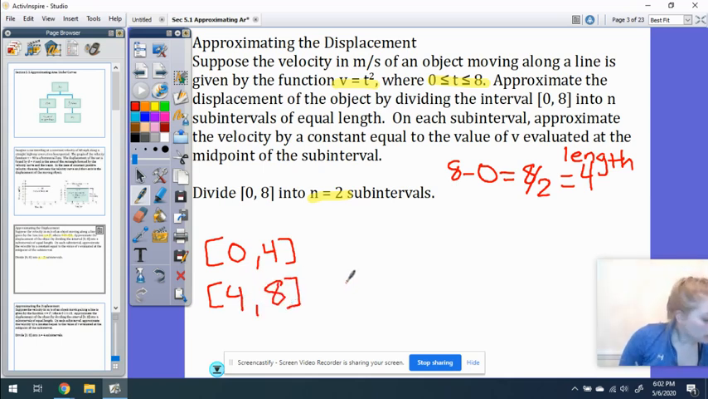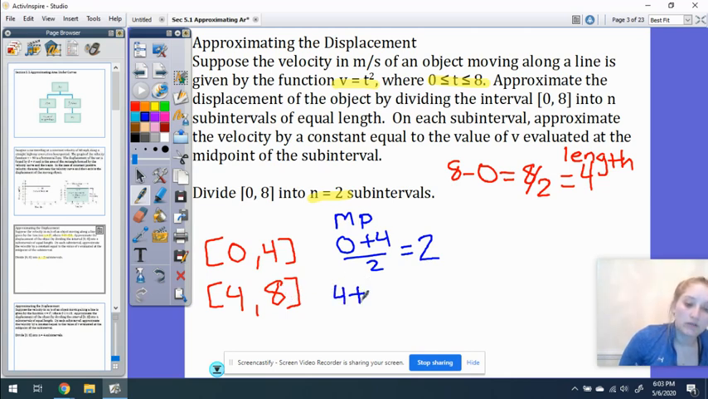Okay, so the next thing that we're going to do is we're going to find the midpoint of each of these 2 pieces. So in order for me to find the midpoint is essentially like taking the average. So what I'm going to do is I'm going to add these 2 pieces together, and I'm going to divide by 2. So my midpoint for the first one is 4 divided by 2, or 2. And then I have 4 and 8, so I'm going to add 4 plus 8, which is 12. And we're going to divide that by 2 to get 6.